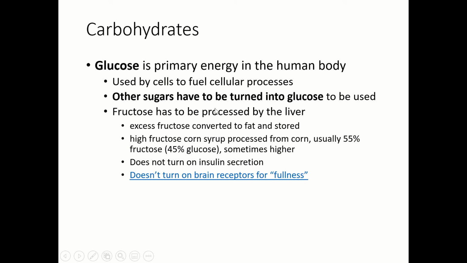Now, glucose is used for energy in the human body. Other sugars have to be turned into glucose before they can be used, which is a problem with fructose. Now, we evolved to eat sugars from fruits and vegetables, and those sugars are essentially sucrose, almost entirely, which is 1 glucose and 1 fructose bound together with a chemical bond. So it's 50-50 glucose and fructose. But now we figured out how to make in a lab high fructose corn syrup, which is at least 55% fructose, 45% glucose, sometimes higher fructose.